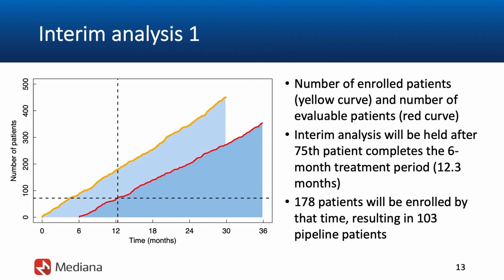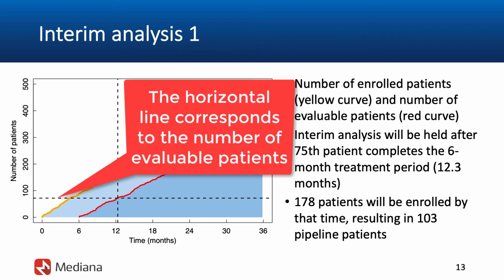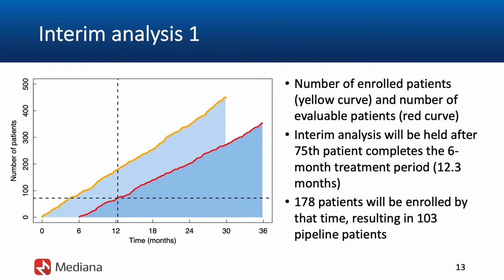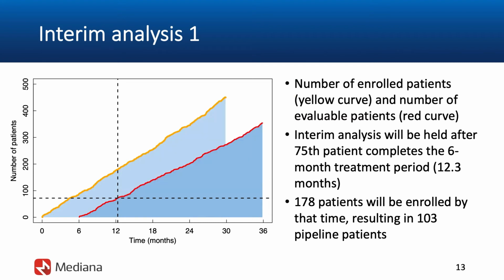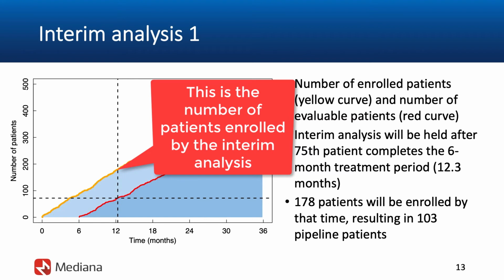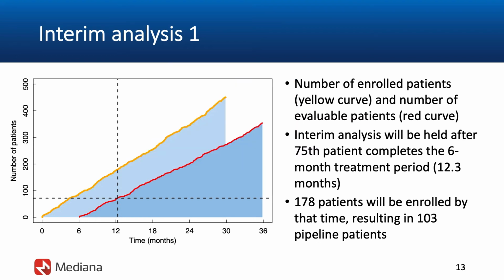And as we said just a minute ago, the first interim analysis will be held after the 75th patient completes the 6-month treatment period. This number of patients is represented by the horizontal dashed line, and to be able to find the milestone in months from the beginning of the study that corresponds to the first interim analysis, we need to follow this horizontal line until it crosses the red curve. That is expected in this particular case to happen just a little bit after 12 months. And if we now draw a vertical dashed line at this milestone and follow it until it crosses the yellow curve, we'll see that, again, in this particular case, this is just an illustration, 178 patients are expected to be enrolled in the trial by that time, which results in 103 pipeline patients.